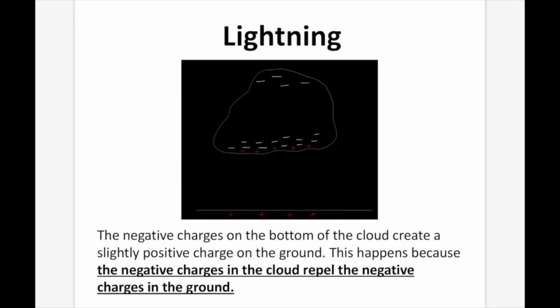The negative charges on the bottom of the cloud create a slightly positive charge on the ground. This happens because the negative charges in the cloud repel the negative charges in the ground. So what we're going to do is push these negative charges down just a tiny bit, just so that they're not right on the surface of the ground. This creates a slightly positive top of the ground and a slightly negative part just below the ground.